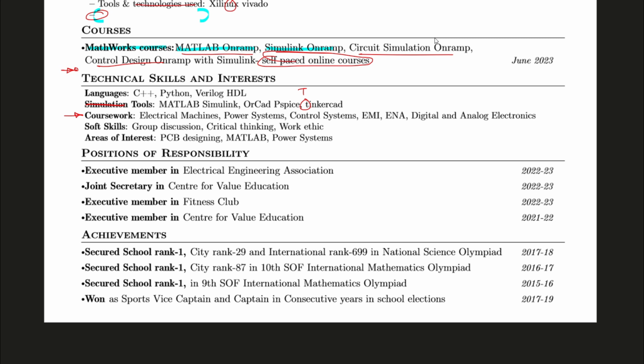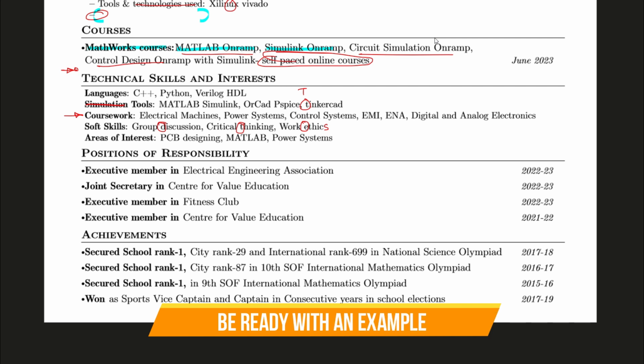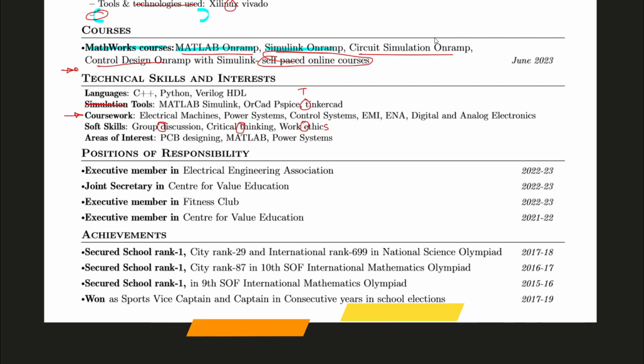Soft skills: group discussion, critical thinking, work ethic. It should be ethics, not ethic. Make sure that you have an example for each of these soft skills, because if the interviewer asks you to prove your critical thinking or teamwork skills, you should have an example ready so that the interviewer doesn't think you are bluffing about your skills.